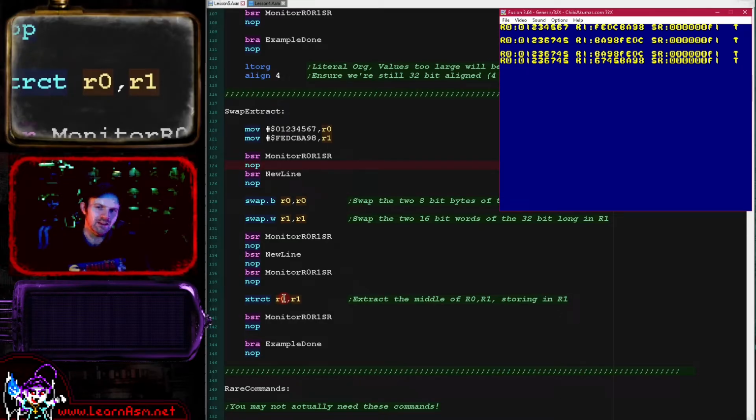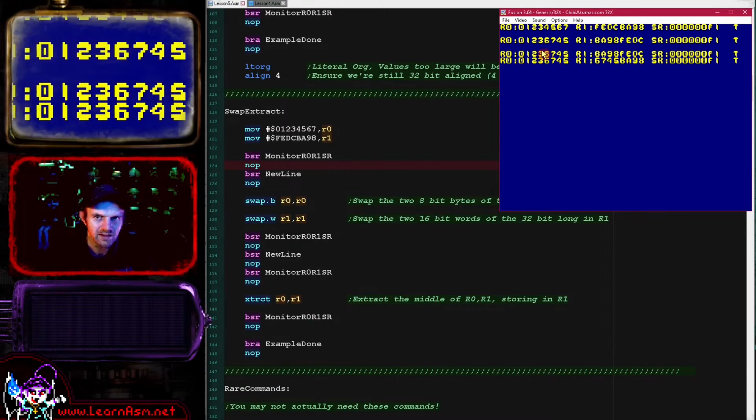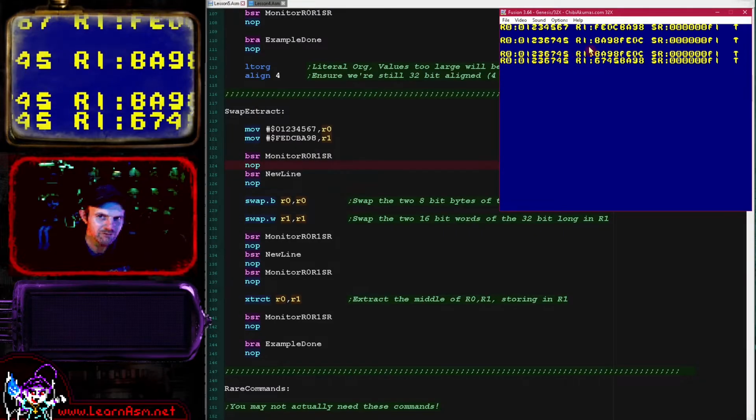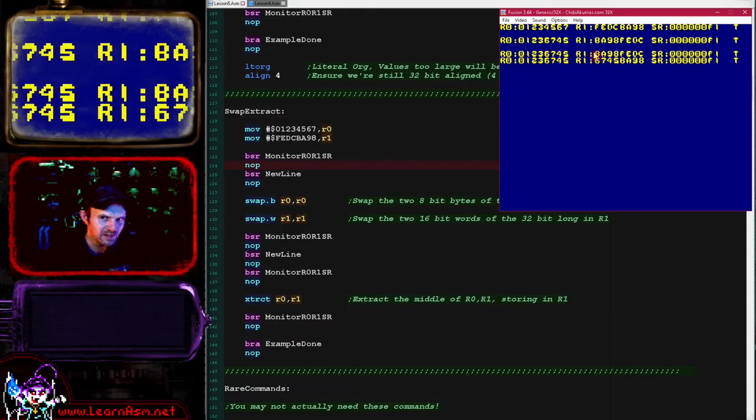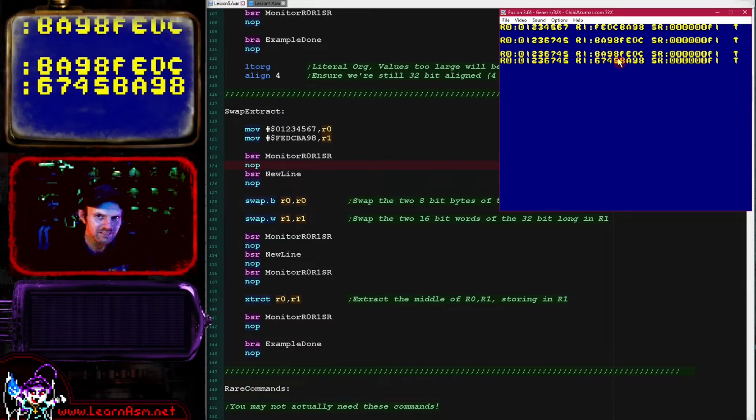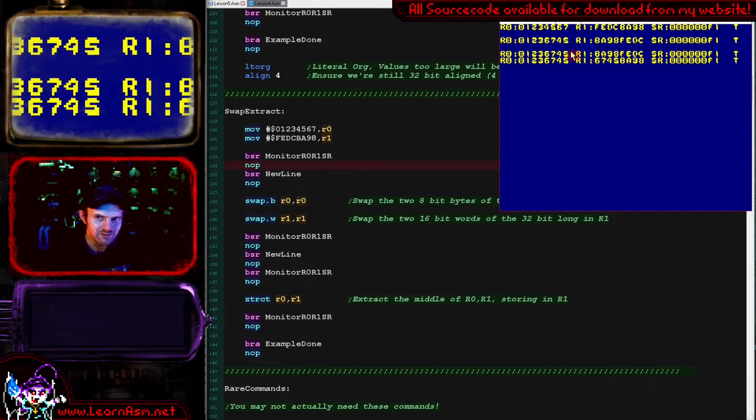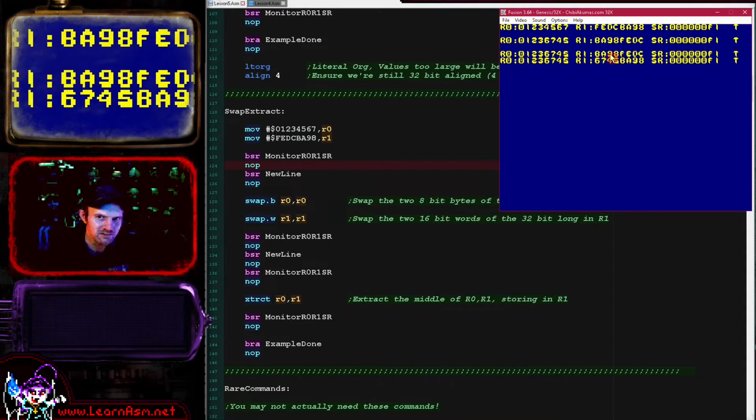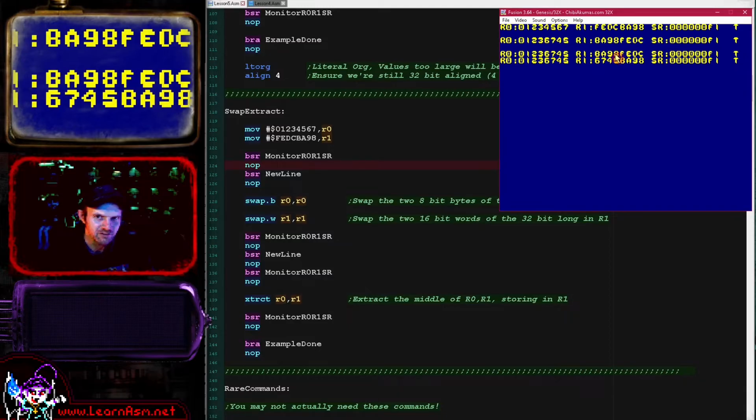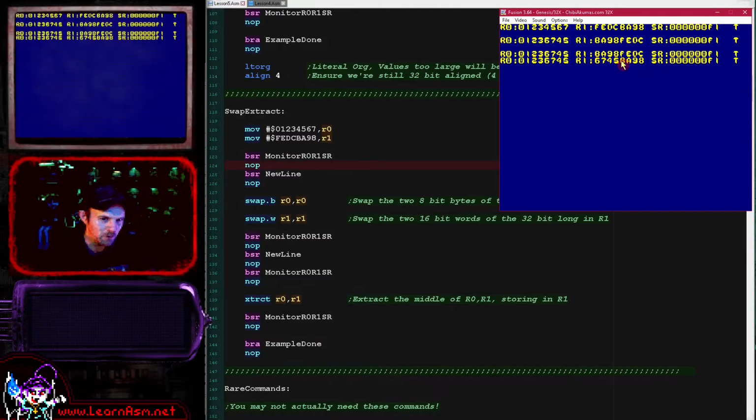So it takes the middle 32 bits from that 64-bit pair and it stores them in the right-hand register, so in R1 in this case. Well, what does that mean? Well, if we start with the value 1 2 3 6 7 4 5 and BA98 FEDC in these 2 registers here, R1 will end up with the value 6745 BA98, and it's got that from the least significant 16 bits of R0, the top half, and the most significant bits of R1, the bottom half. So you can see there that we've ended up with 6745 BA98 there in R1.